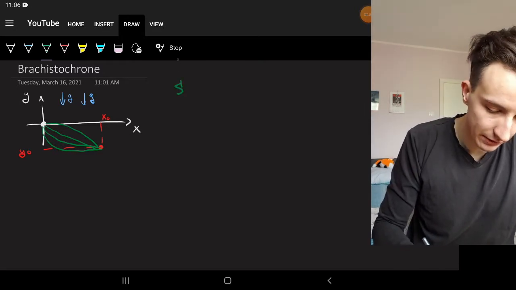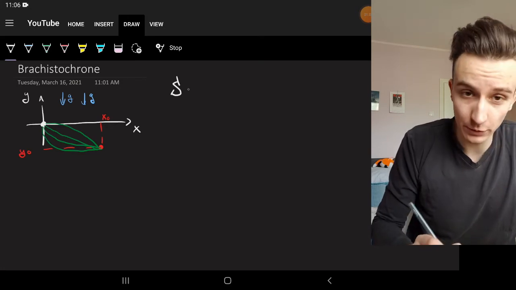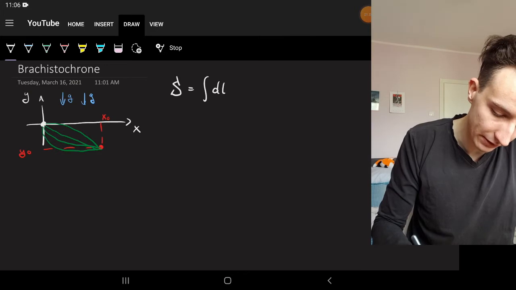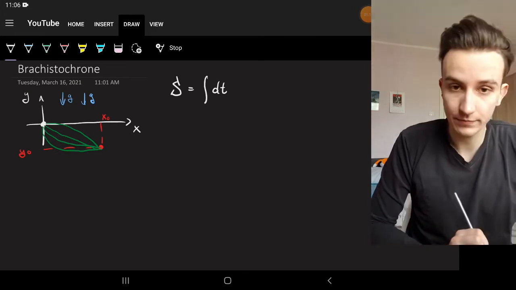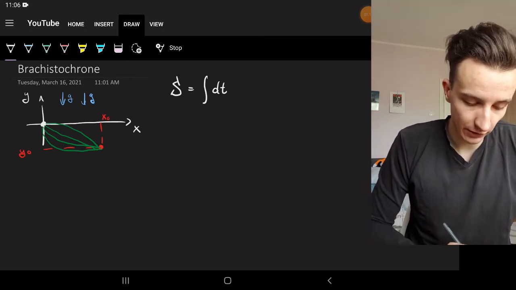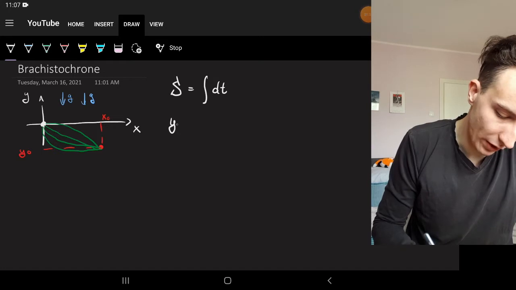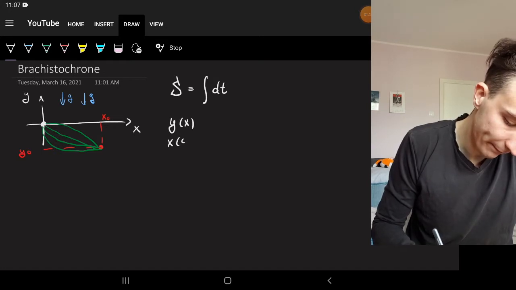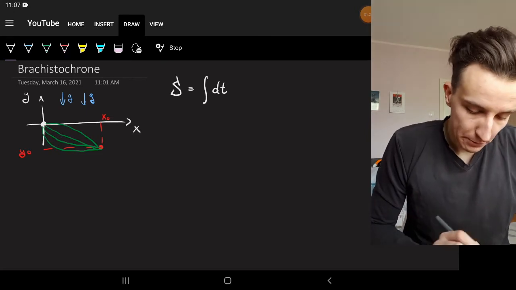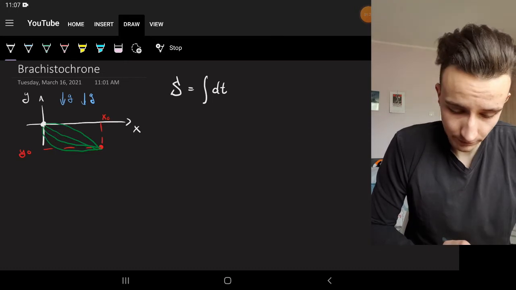Now, we talked about calculus of variations. Indeed, we want to minimize the time traveled, so we form an integral that depends on the time, dt. But we are looking for the shape of this curve, and we can express the curve as y of x or x of y. It really doesn't matter, since it's a spatial curve. So we'll do what is simpler for us.